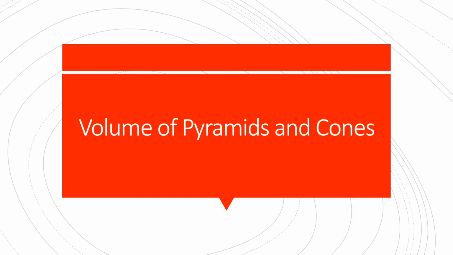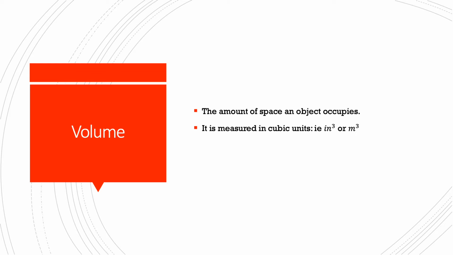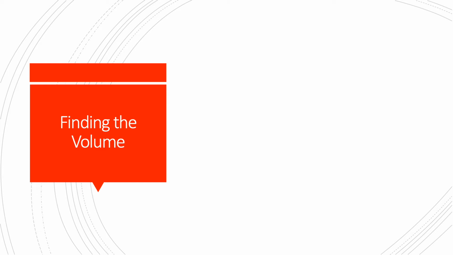Here we are looking at the volume of pyramids and cones. The volume is basically just the amount of space an object occupies. You can also think of what it takes to fill an object. We always use cubic units, so inches cubed or meters cubed, or whatever the units are, cube them. This is how we find the volume.